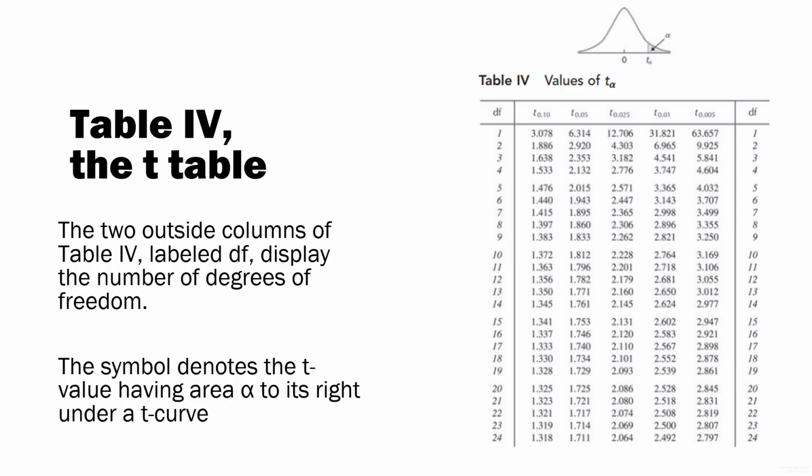If you go into your notes package, you will find a t-table, and it looks just like this one here. The two outside columns of the table are labeled DF. You can see DF on this side and DF on that side, and they display the number of degrees of freedom. As expected, this symbol denotes the t value having an area alpha to its right, so you can see that here, under a t curve. The column head up in here, for example, contains your t values that have areas, say, 0.10 to their right, or t values having 0.05 to the right.